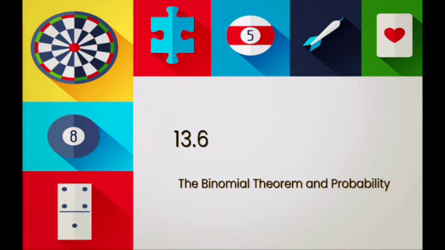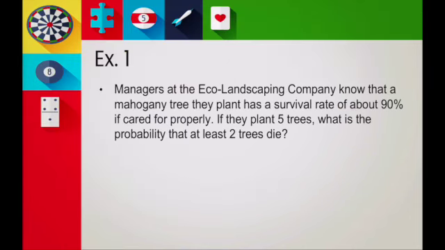13.6, the binomial theorem and probability. Managers at the Eco Landscaping Company know that a mahogany tree they plant has a survival rate of about 90% if cared for properly. If they plant 5 trees, what is the probability that at least 2 trees die?